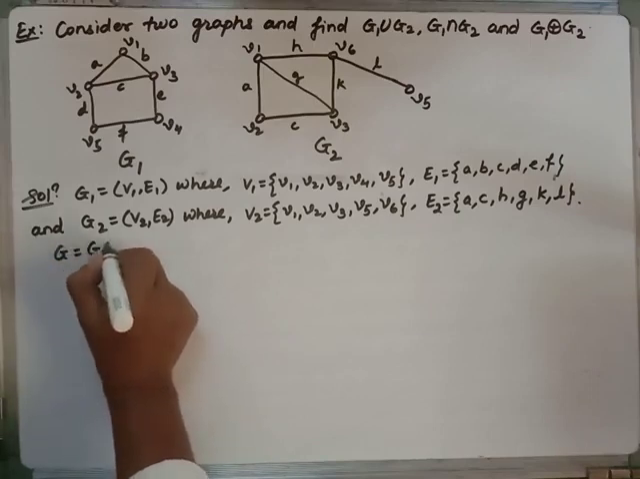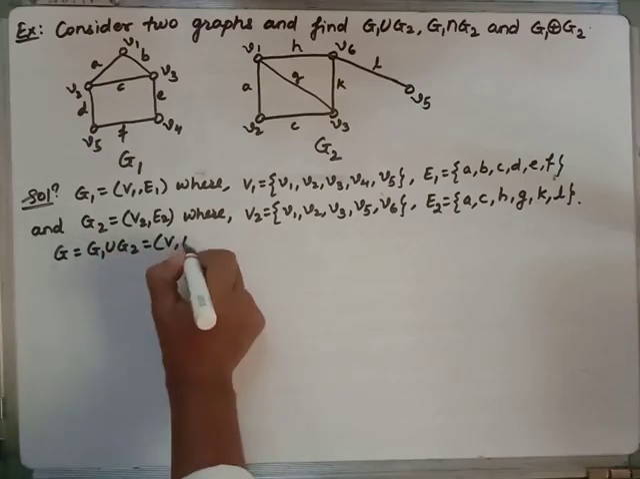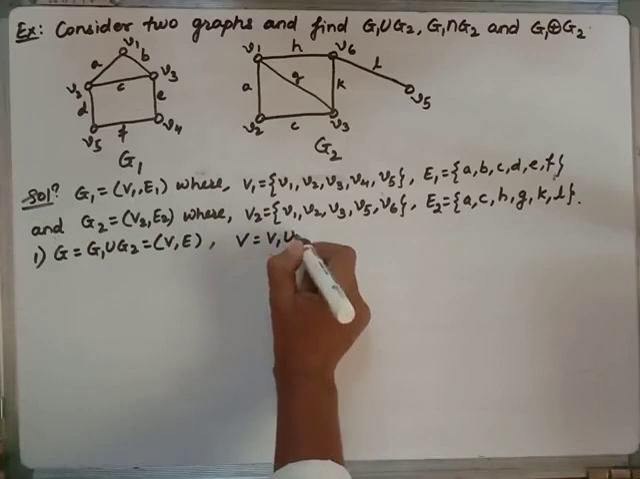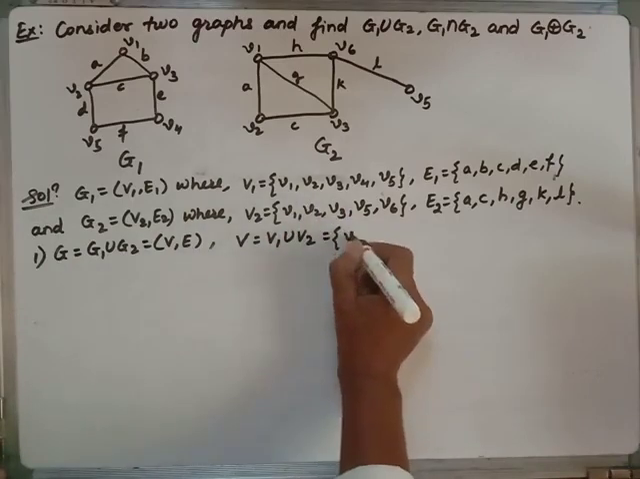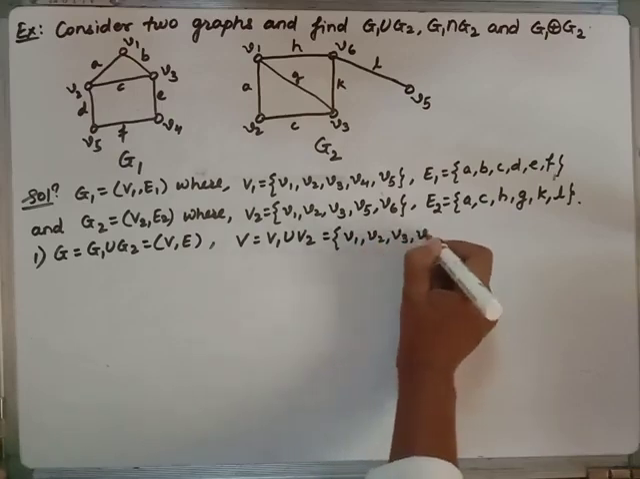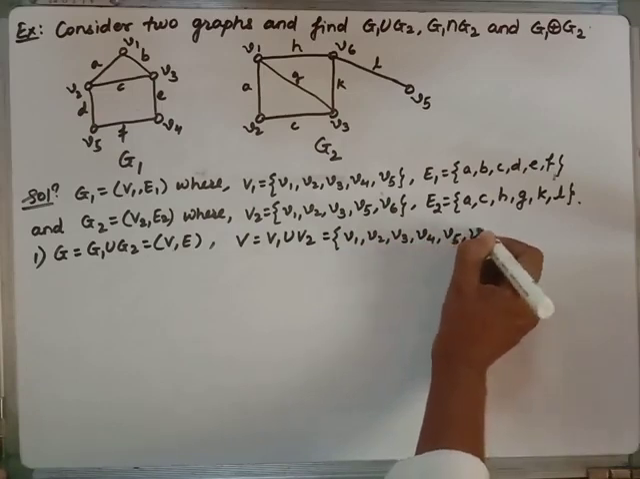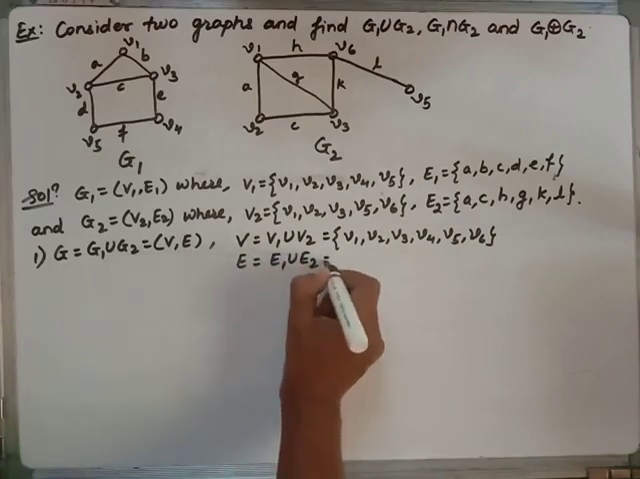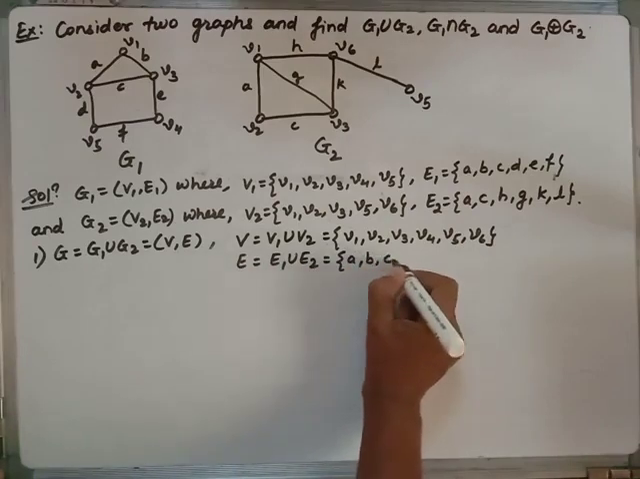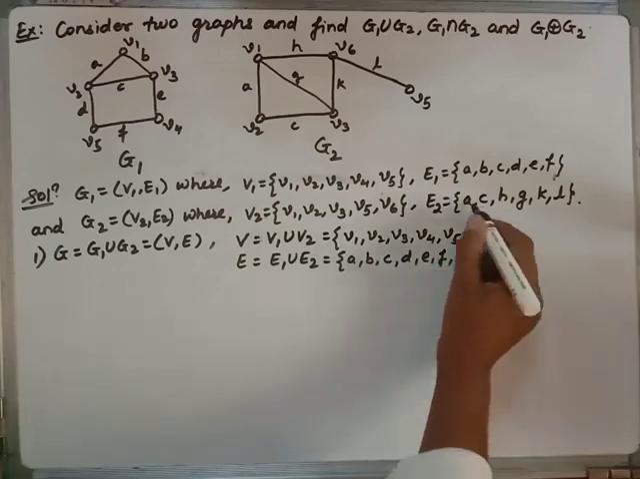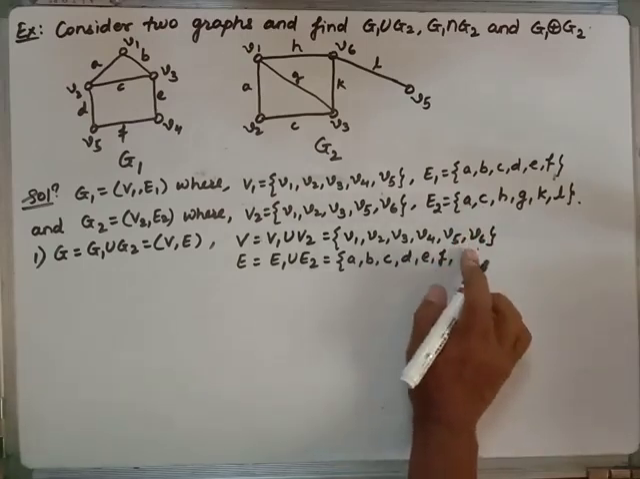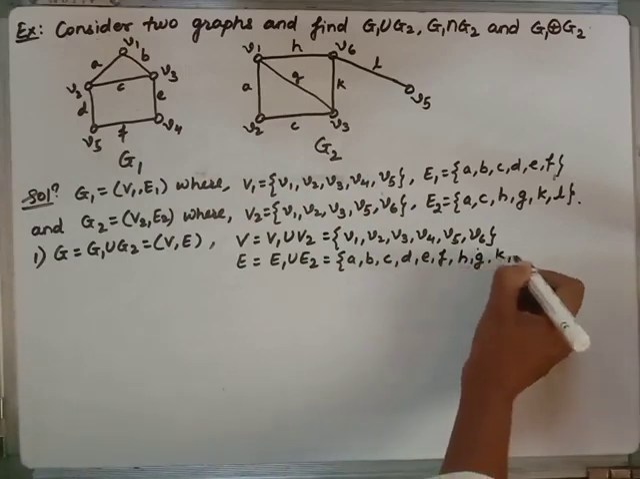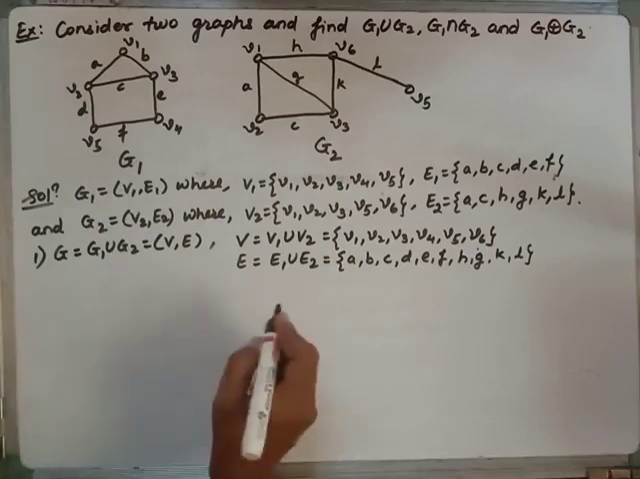Now G is G1 union G2, suppose first. Let it be V, E. First part, where V is V1 union V2. It will be V1, V2, V3, V4, V5 and V6. And E is E1 union E2. It will be A, B, C, D, E, F. A will not come again. C will not come again. C is between V2, V3, it's the same. H, G, K and L. So simply we have to combine those graphs.